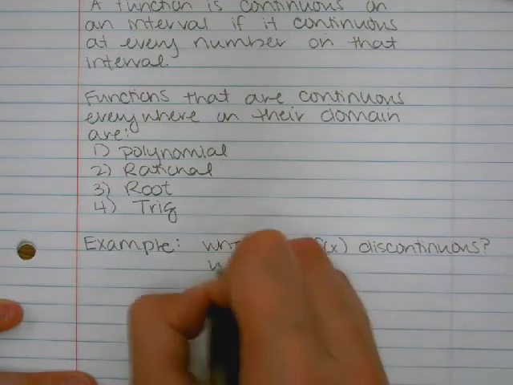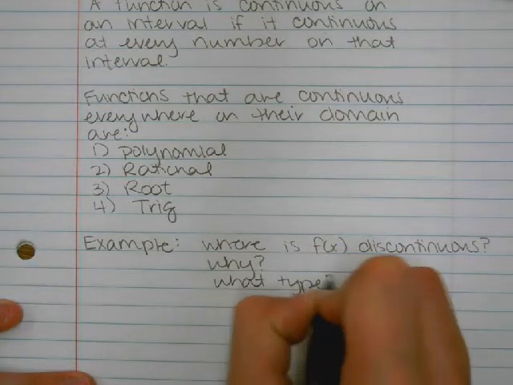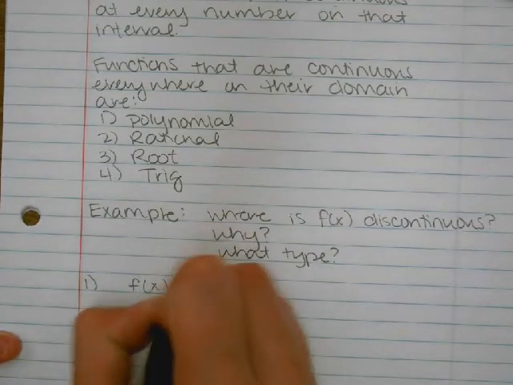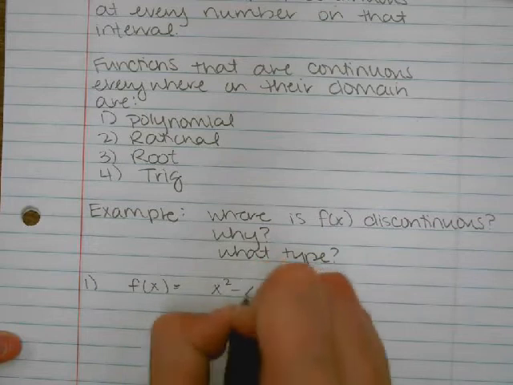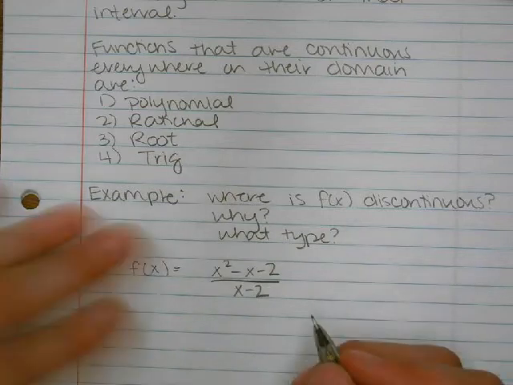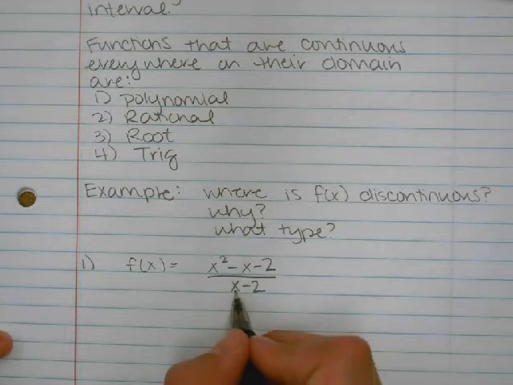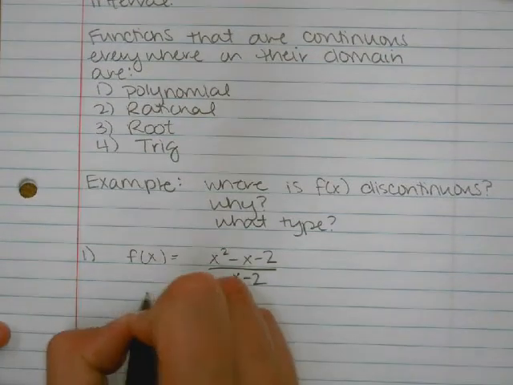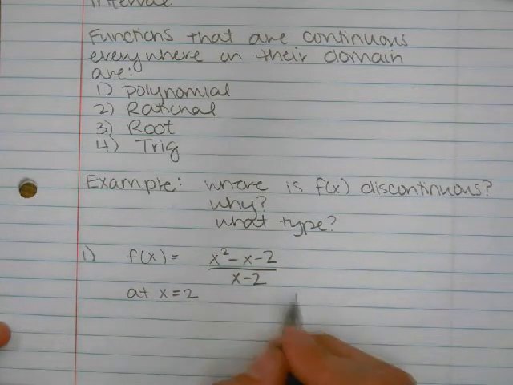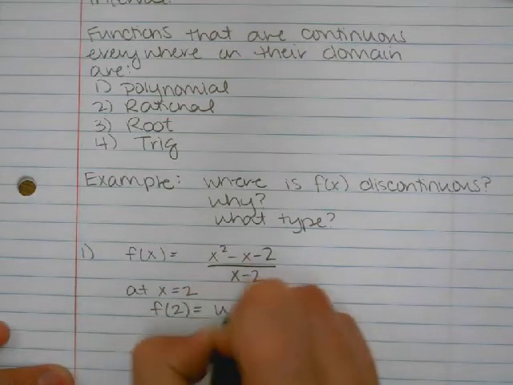And we're going to ask why it's discontinuous and what type of discontinuity it has. So for our first example, we're going to look at the rational function f of x equals x squared minus x minus 2 divided by x minus 2. When I look at this, I can see that this function is discontinuous at 2. I can't plug 2 in. So we are discontinuous at x equals 2, and the reason is that f of 2 is undefined.